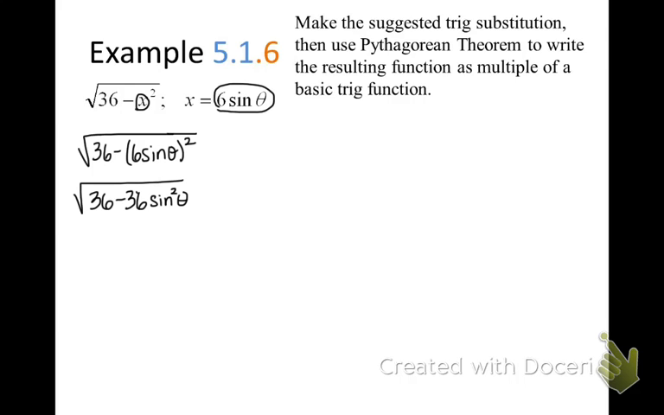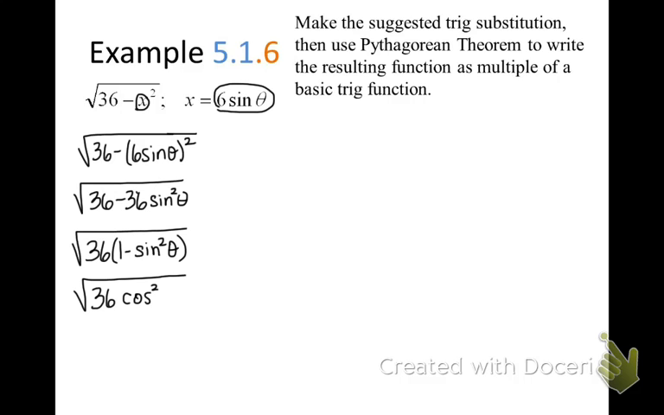What can I do at this step instead, though? Factor the 36 out of both terms so that I do get multiplication. That'll be nice. And then it said to use Pythagorean identities. Where do you see the Pythagorean identity playing in here? What does that become? What is 1 minus the sine squared? What? Okay, there we go. Cosine squared of theta. Now you have multiplication, so you can break this down.